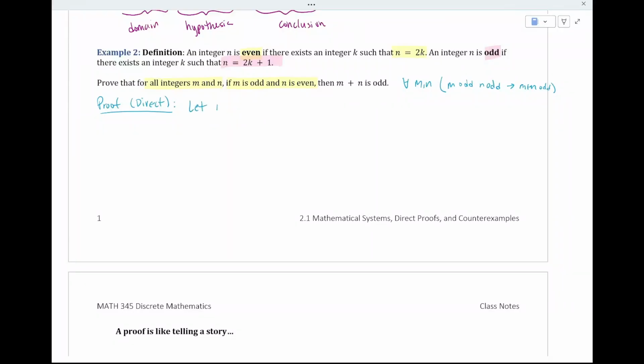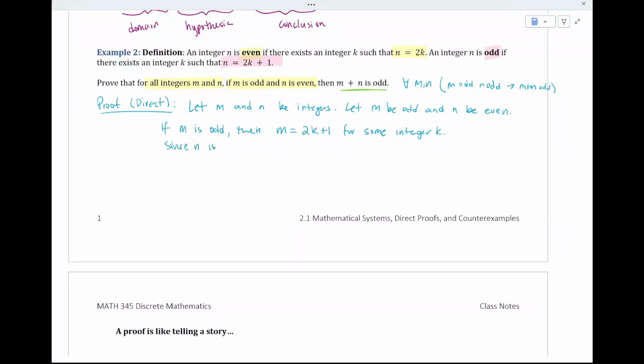So I'm going to let m and n be integers. Let m be odd and n be even. So I'm going to use logic to prove this conclusion: m plus n must be odd. Okay, so since m is odd, m is equal to 2k plus 1 for some integer k.